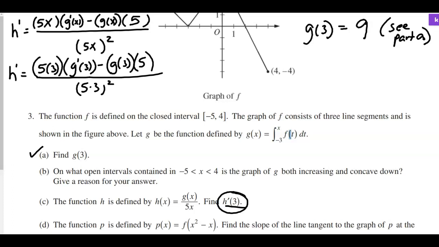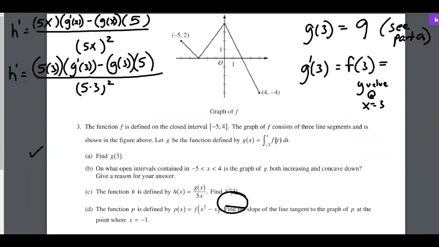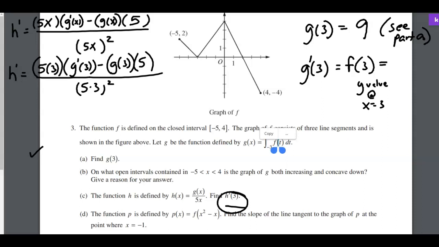We also need to find g prime of 3. Now, remember how we talked about how g prime is equal to f on part B? So g prime of 3 is equal to f of 3. In other words, what's the y value at x equals 3 on our graph? Well, x equals 3 right about here. And that y value is -2. Okay? So now that I know what g of 3 and g prime of 3 is, we're ready to continue.